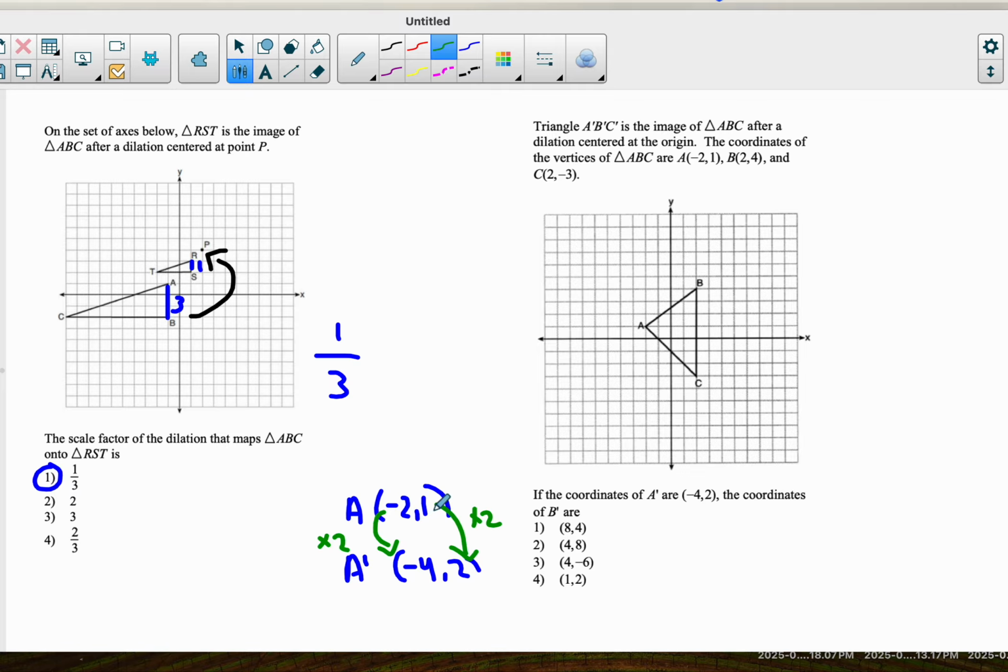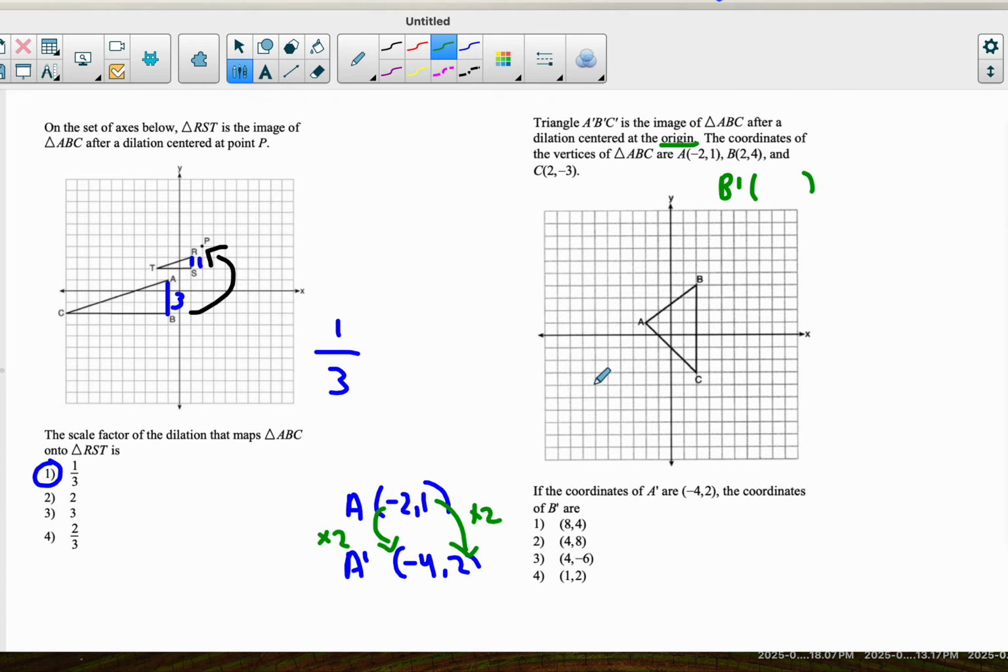And that's actually a rule for when you have a dilation centered at the origin. In order to find the dilated points, you can take the original point and multiply the x and y coordinate by the scale factor in order to find the dilated point. So in order to find B prime, all we have to do is take the x and y coordinate of B and multiply by the scale factor, which we now figured out was 2.